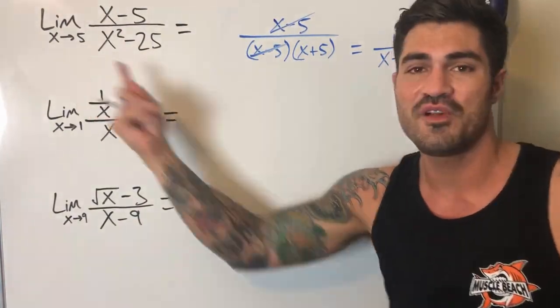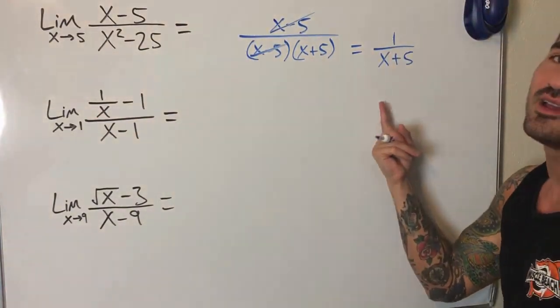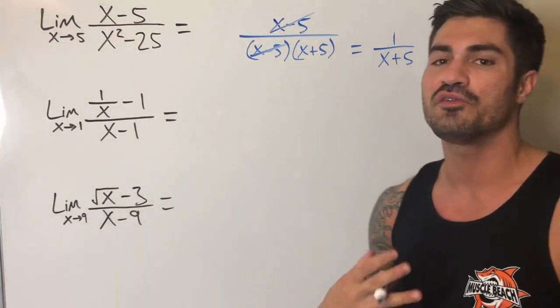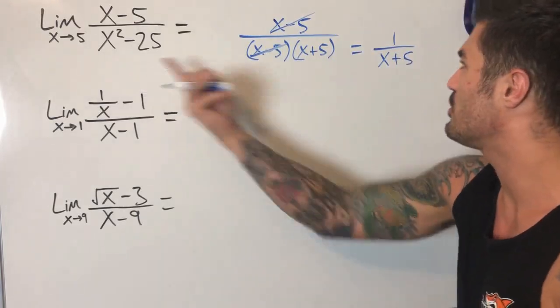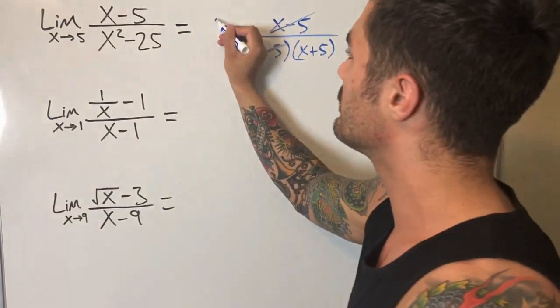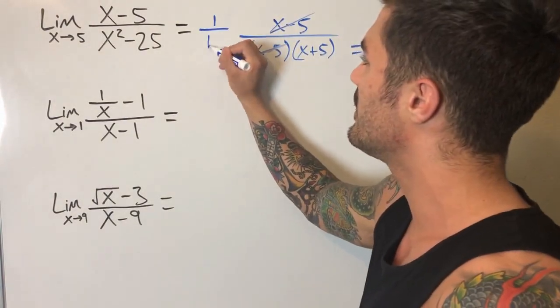So we can plug 5 into this function, right? Into our new function, we can plug 5 in, and that's going to give us the y value for our hole, which is our limit. So I'm going to plug 5 in. I get 1 over 5 plus 5. That gives me 1 over 10. So I'm going to put 1 over 10 here for my limit.